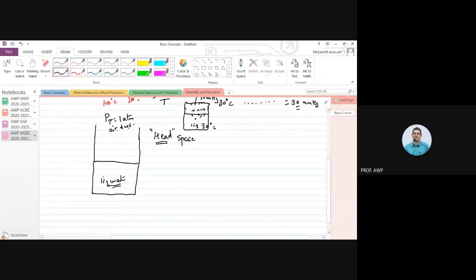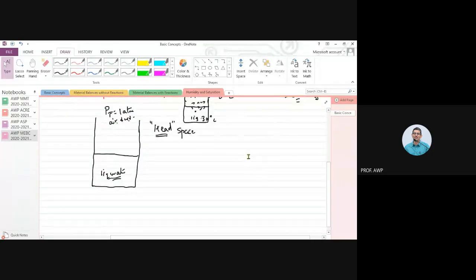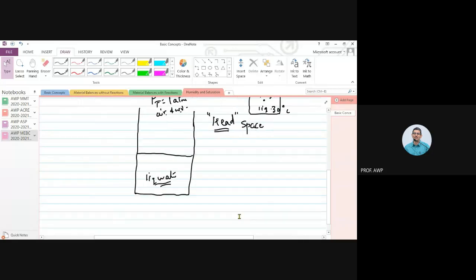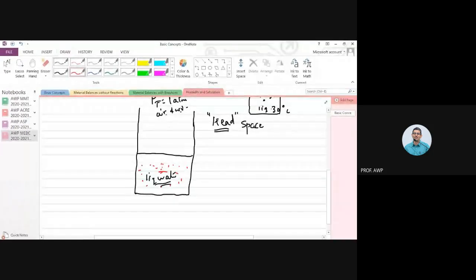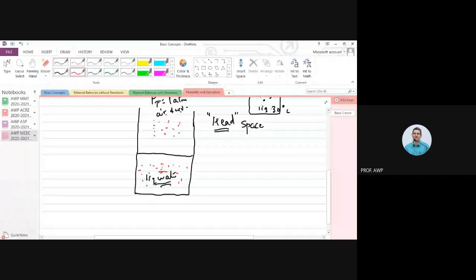Now, if you think about the equilibrium between liquid and water, if you look at it at a molecular level, what is happening at a molecular level? There are molecules of water. There are molecules of water vapor in the air. Air we are not showing. We are only looking at water and water vapor.